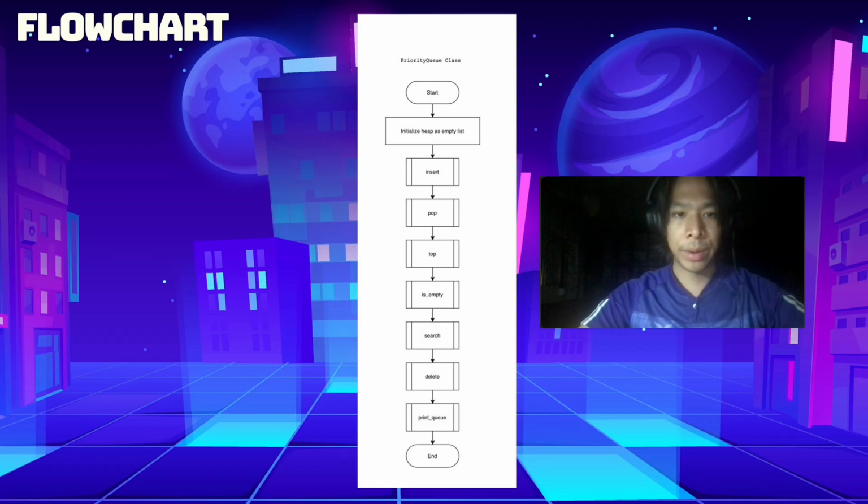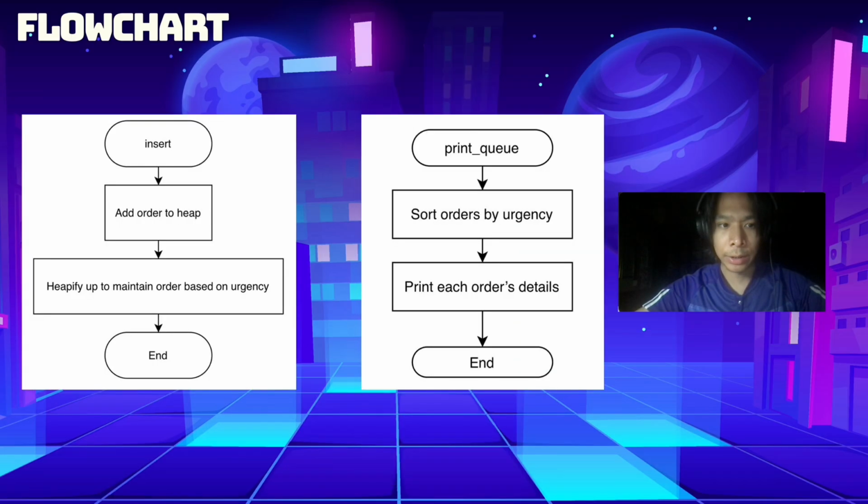Now let's talk about the priority queue class. It starts by initializing the heap as an empty list. It's going to pass through the predefined process called insert, then pass along to pop, top, is empty, search, delete, and print queue. After that, it stops and finishes. The predefined process called insert starts by adding the order to the heap, then heapify up to maintain order based on urgency, and stops. And for the print queue, it's going to sort orders by urgency, then print each order's details. And this is all for those.